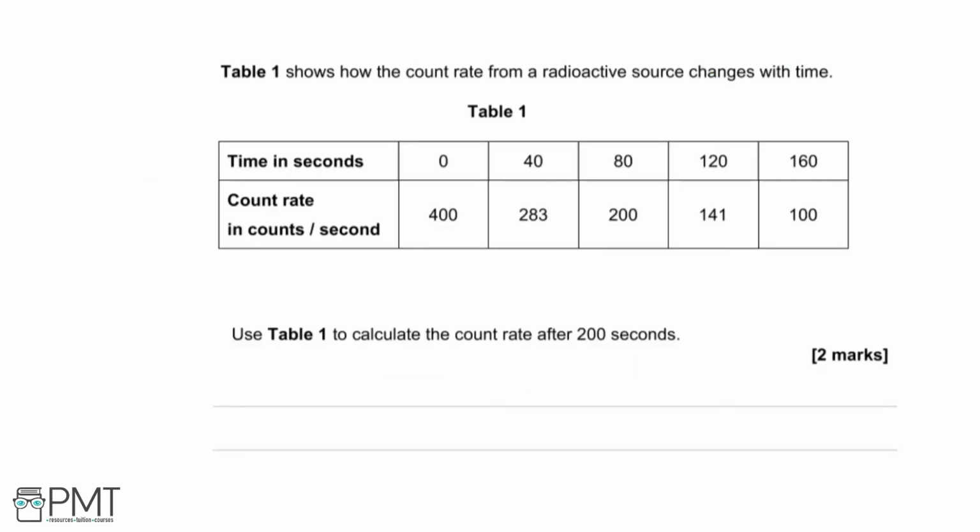Table 1 shows how the count rate from a radioactive source changes with time. Use Table 1 to calculate the count rate after 200 seconds. So for this question we need to understand what a half-life is. In this context, a half-life is the time taken for the count rate to halve.